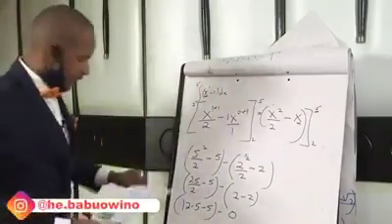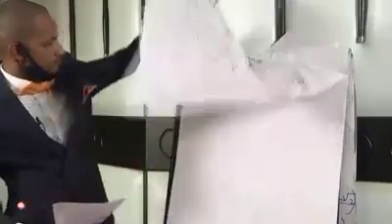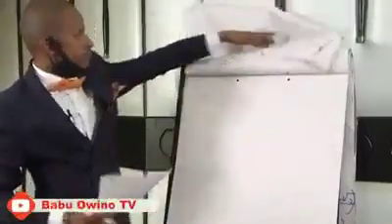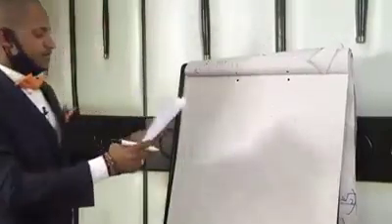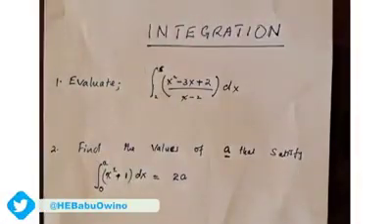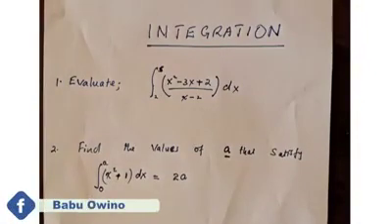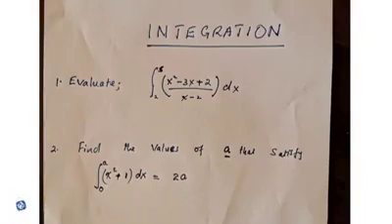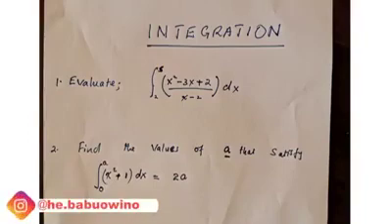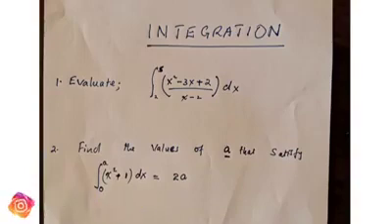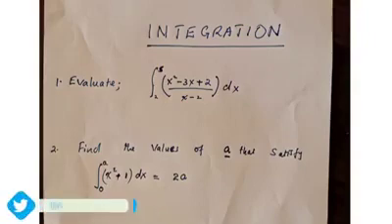Finally, find the value of a. That's question number 12. Find the value of a that satisfy the limits a and 0 of x squared plus 1 dx equals to 2a. I want us to be very careful here. It's just a matter of being keen. We first of all have to integrate this.